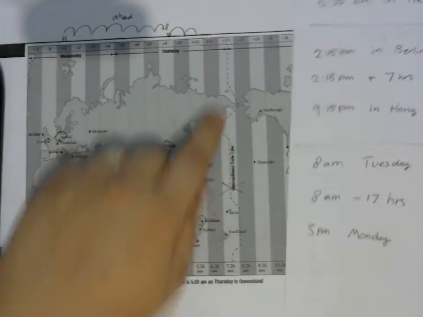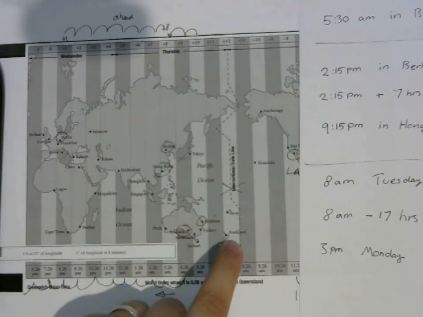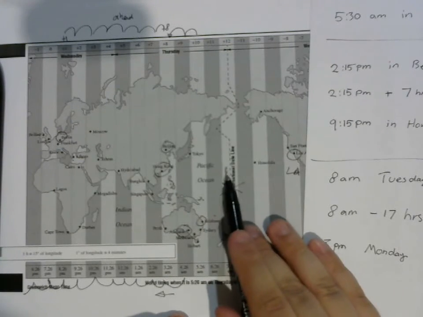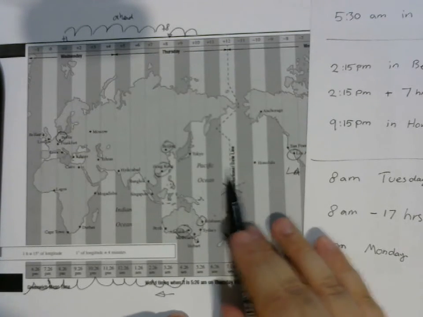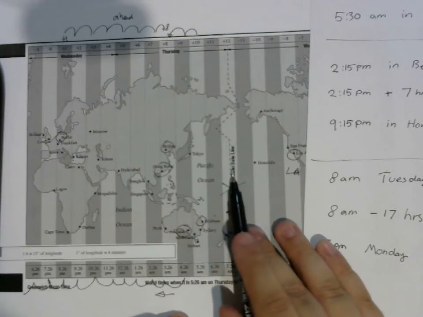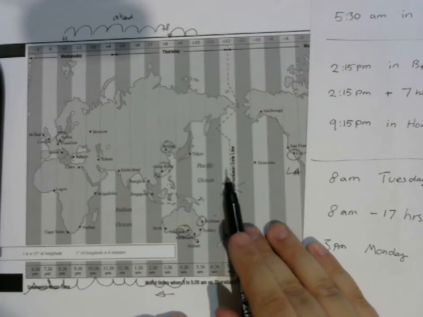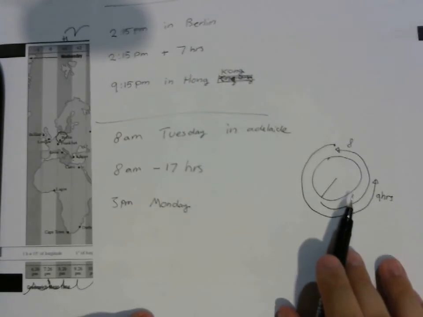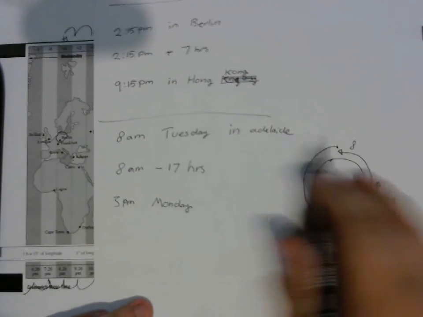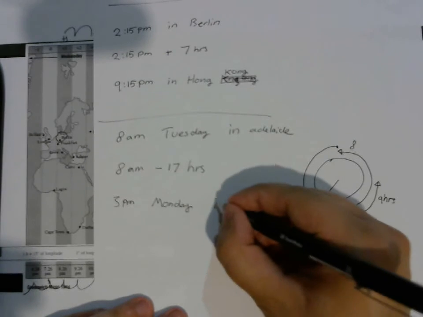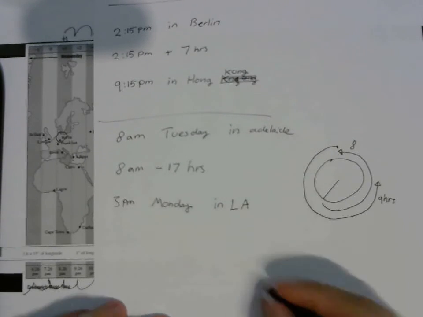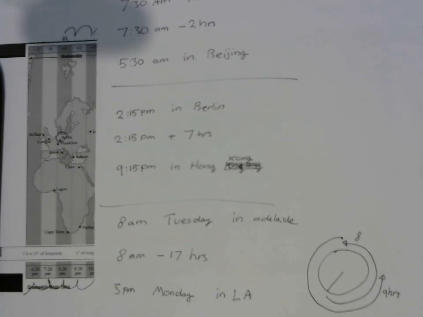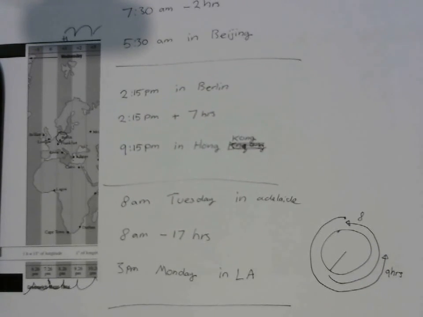And that's what this international date line represents. So one side here, the difference here is one full day. So this side of the international date line is one full day ahead of this side. So when it's 8 a.m. Tuesday in Adelaide, it's going to be 3 p.m. Monday in Los Angeles. And that is how you use time zones on a map.